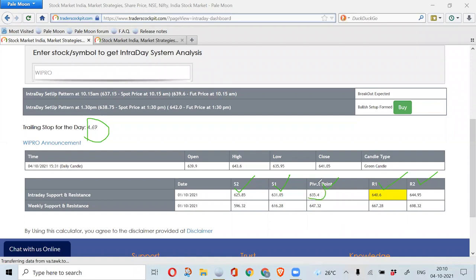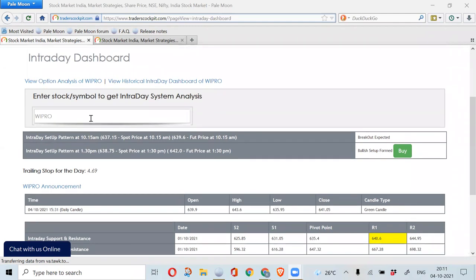So if we enter somewhere around 635, where to put our target? 640 should be our first target, and 644 should be our second target according to the resistance levels. And then your stop loss can be 631. In this way, if the stock starts bearish, you can put your stop loss at 631, and then you can put your first target at 640, so that you will have at least a 1:1.5 risk to reward ratio here also. So by looking at this, we can easily take a decision on each and every stock.